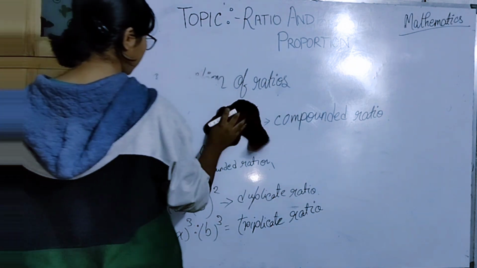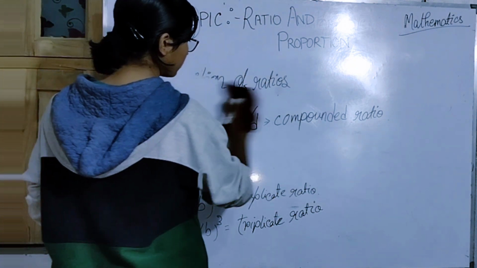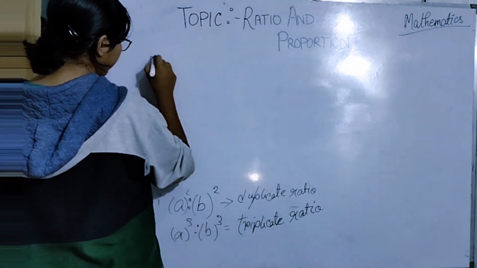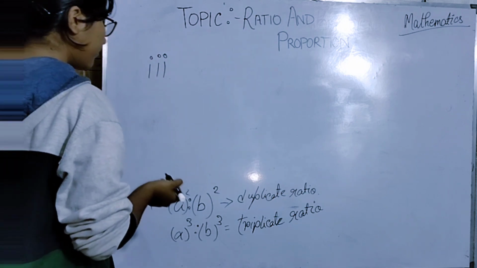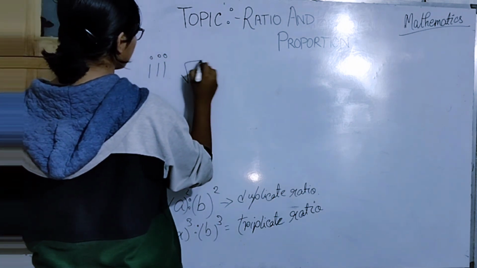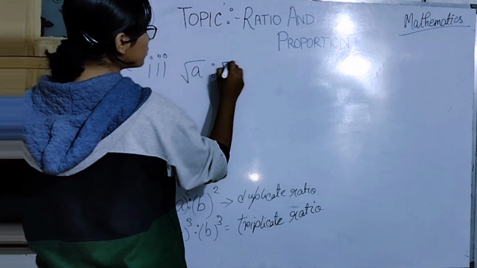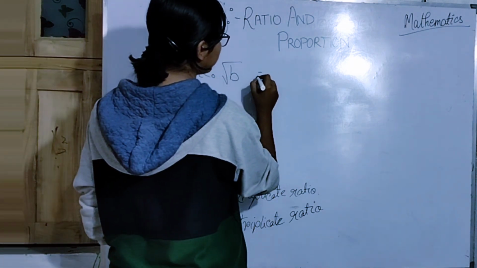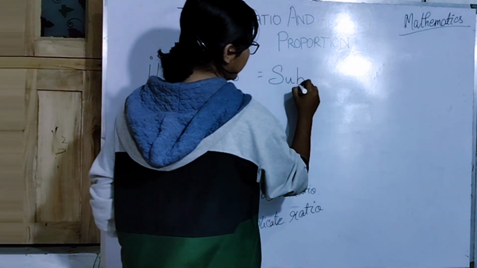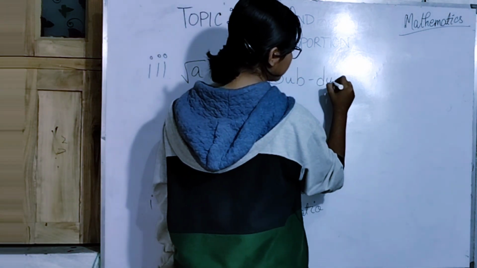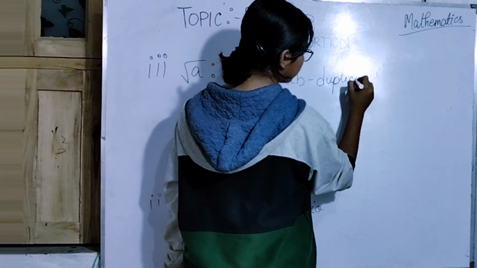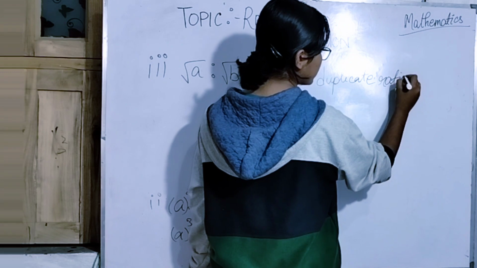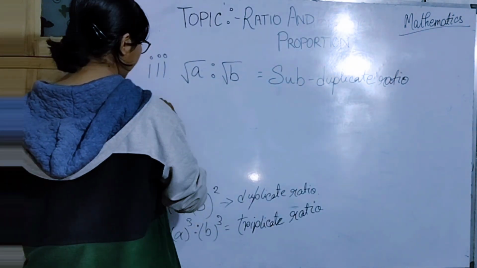Now, what if you subdivide it? Sub means root A is to root B. Square root of A is to square root of B. It will be known as subduplicate ratio. Ratio is important. Don't forget to write it.